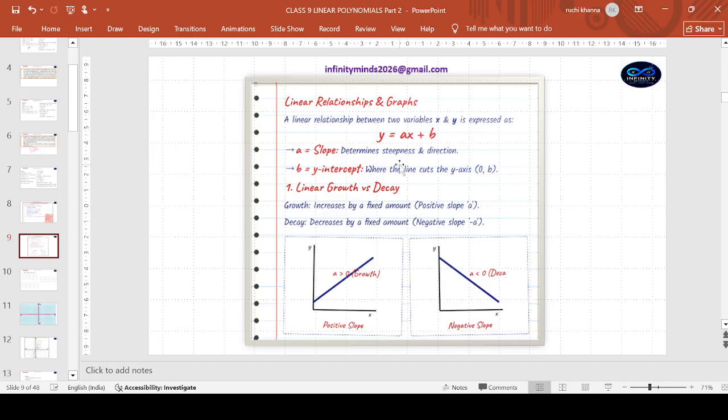A slope determines the steepness and direction. So direction is clear. Positive slope direction is like this, left to right, upward, and negative is downwards. Steepness, yes, this we will understand more after doing questions. b is the y-intercept, where the line cuts the y-axis at (0, b). Linear growth versus decay. Growth increases by a fixed amount, positive slope. We have done this. Decay decreases by a fixed amount.